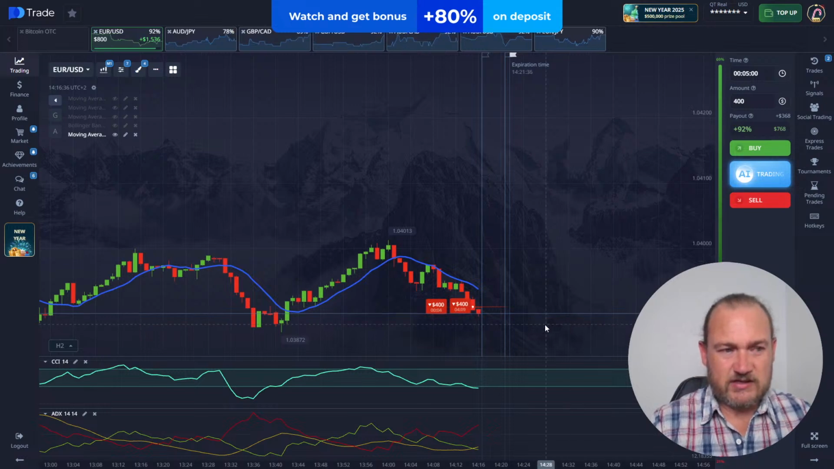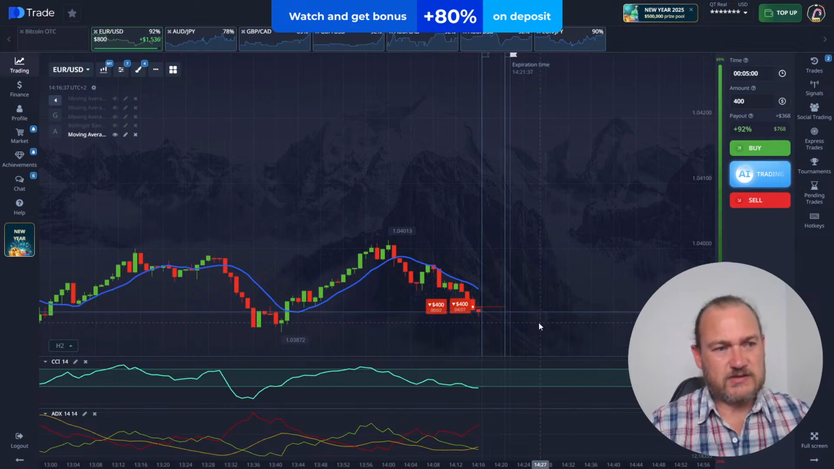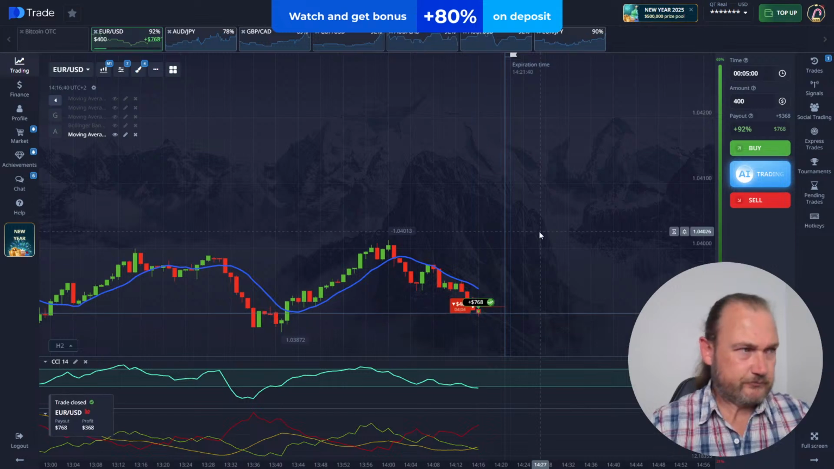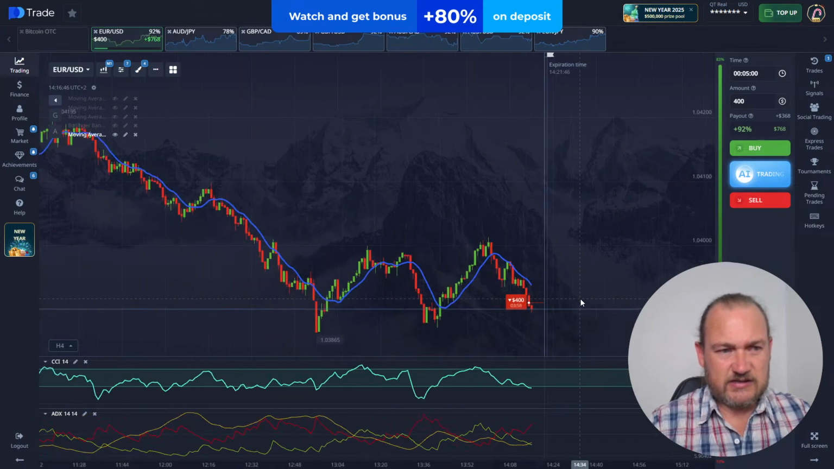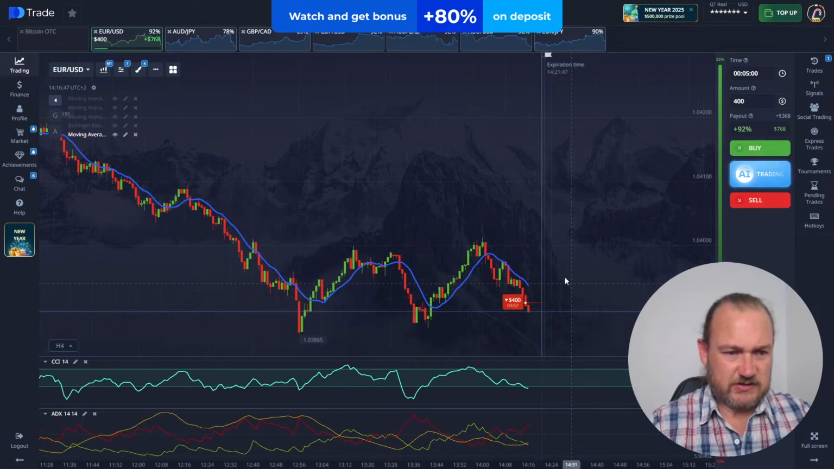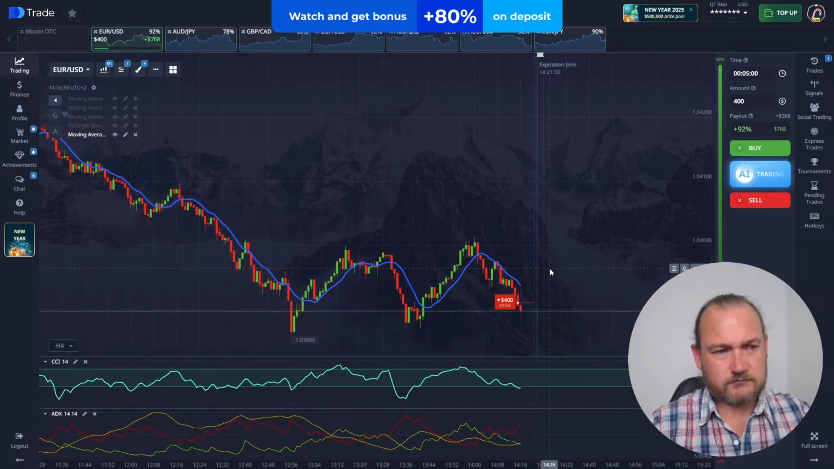So I'm taking a 1 and a 5 minute. The 1 minute's going to win. There it goes. Boom. 1 minute's in the money, and we'll give this 5 minute trade a little bit of time, but I'm pretty sure that's going to run as well.